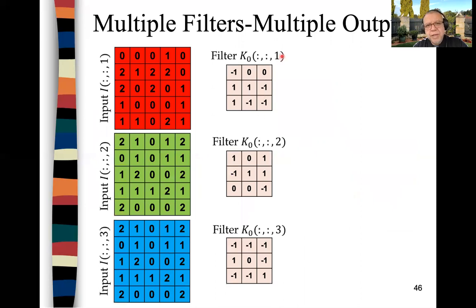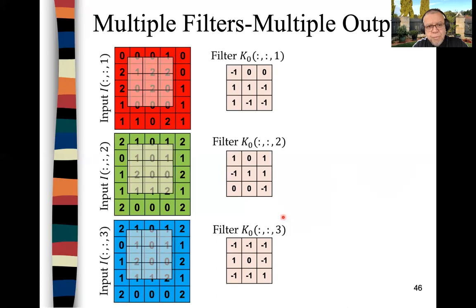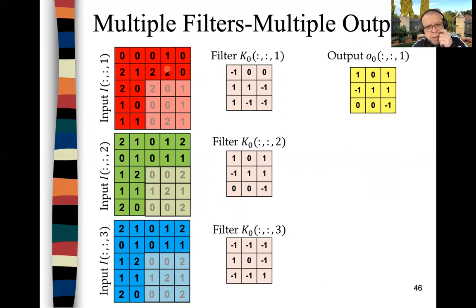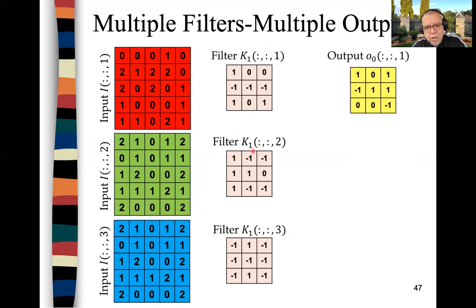Now let's illustrate this in the case of multiple filters. Let's say we have a number of filters. So this is our input image for the first channel (red), second channel (green), third channel (blue), and we have a number of filters for channel 1, channel 2, channel 3. So we perform our convolution with the first filter. Now we have filter K1.